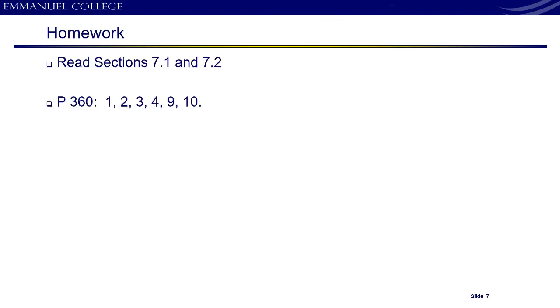So just read through those sections, take a look at those homework problems, and then 7.2 will actually get into kind of like common Laplace transforms and what does and what does not have a Laplace transform.